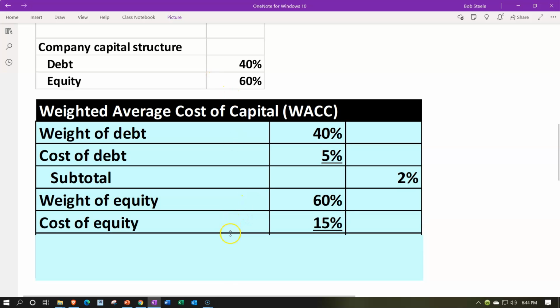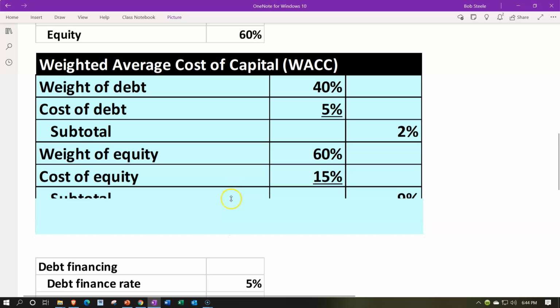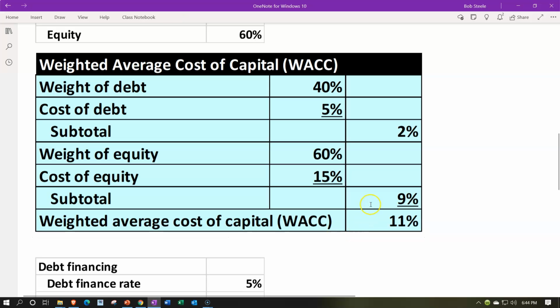And then we're going to multiply that times the cost of equity. Now, cost of equity might seem a little complicated to calculate. It can be a little bit complicated to calculate. Both debt and equity have their complications, and we'll get into that a little bit more in future presentations. But once we have that number, we can take the 60% times the 15%, get our subtotal of the 9%, and then we can pick up the 11%, which would be the 9% and the 2%, and that would be the weighted average cost of capital, the WACC.